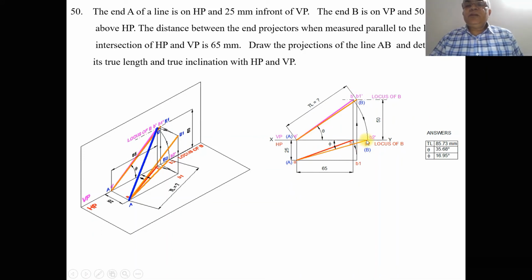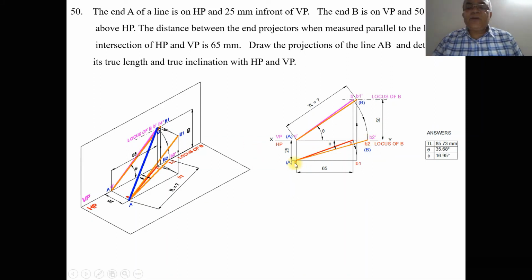Now we need to find out the true length in the horizontal plane. To find the true length in the horizontal plane, the horizontal plane image has to be the top view, so we need to consider the front view. Which is the front view? The front view is A dash B dash. With A dash as center, taking the radius of A dash B dash using the compass, you rotate it such that B dash is also lying on the XY line. Therefore A dash B2 dash is the line which is parallel to XY line in the front view. Correspondingly, in the top view, it will be in the true length.